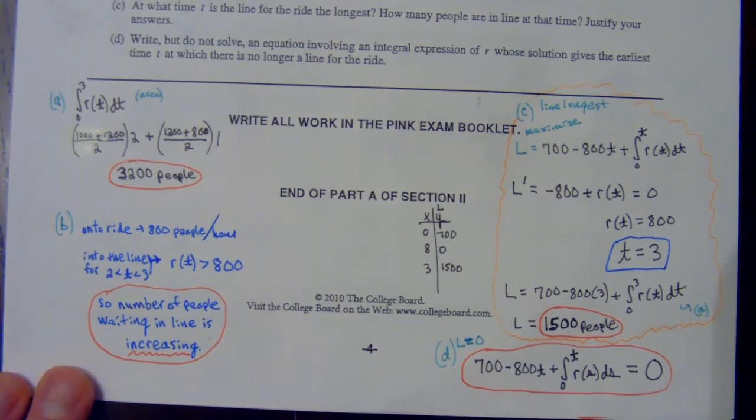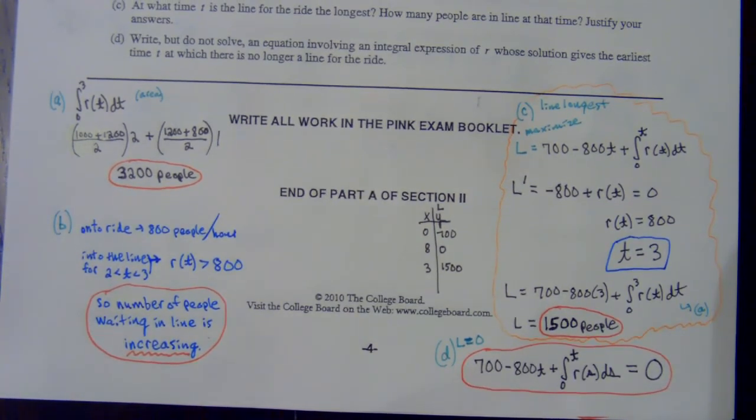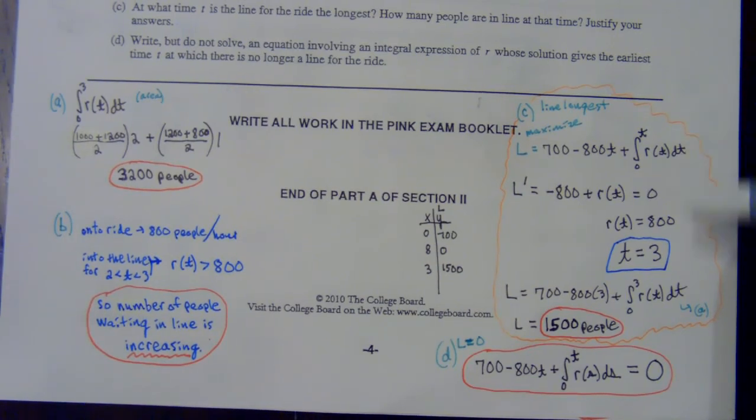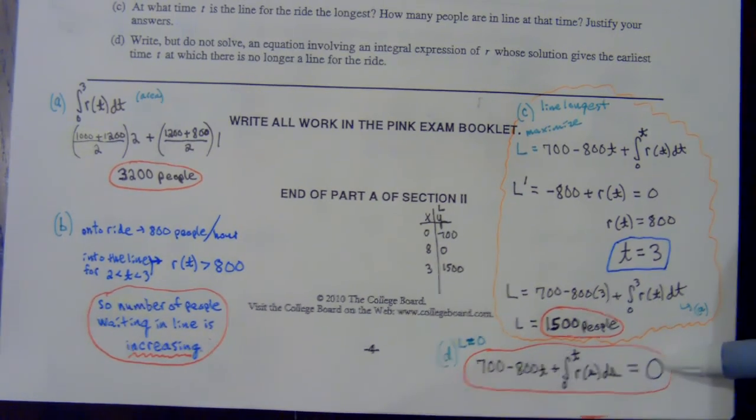And then letter D just says write an equation. I don't have to solve it. Just write an equation whose solution gives the earliest time at which there is no longer a line for the ride. If there's no longer a line, that means you just take the total line equation that we got in part C and set that equal to 0.